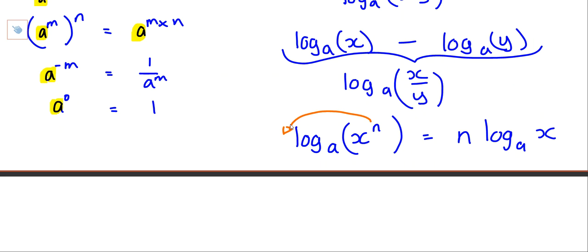Wait, do you leave the x there? Yeah, the x stays. It's now... we don't have to, but we can put the x in the bracket. So it's n times log to the base a of x. So log a x is together.